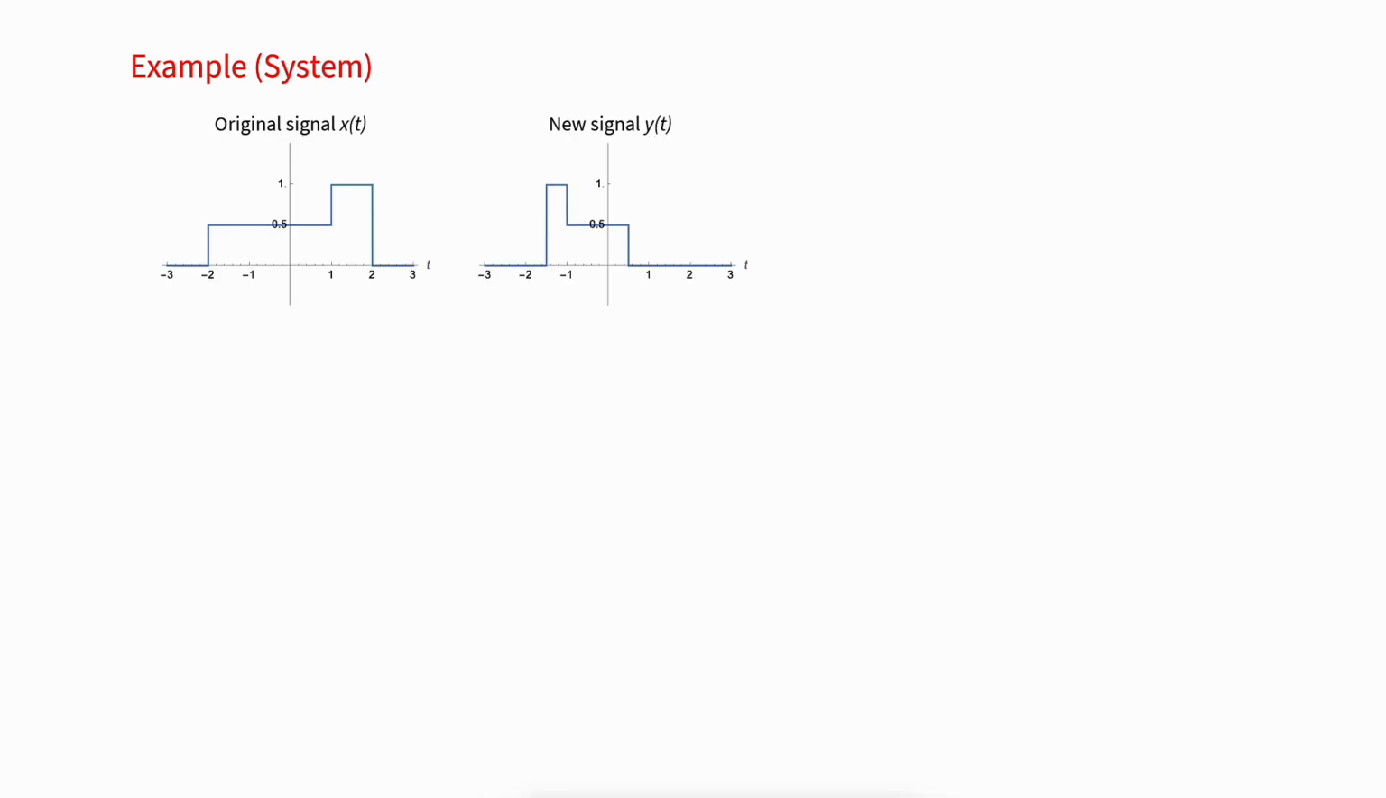Let's look at a different kind of example. Assume that we have the original signal x of t as shown here on the left side, and we want to change this signal to what is shown on the right-hand side. We call this new signal y of t. The question is, can we design a system that takes x of t and returns y of t? What operations do we need to apply on x of t to get to y of t?